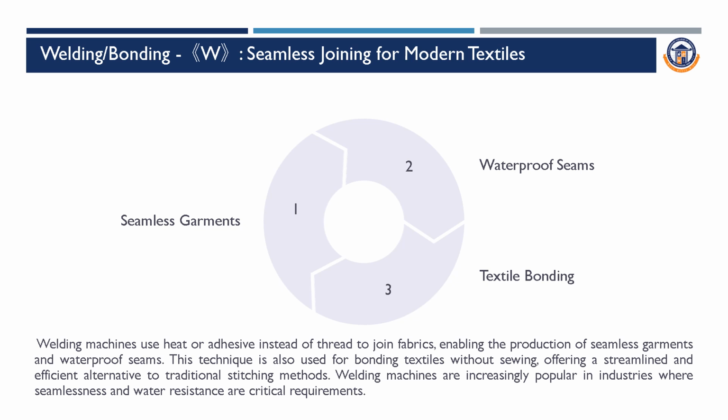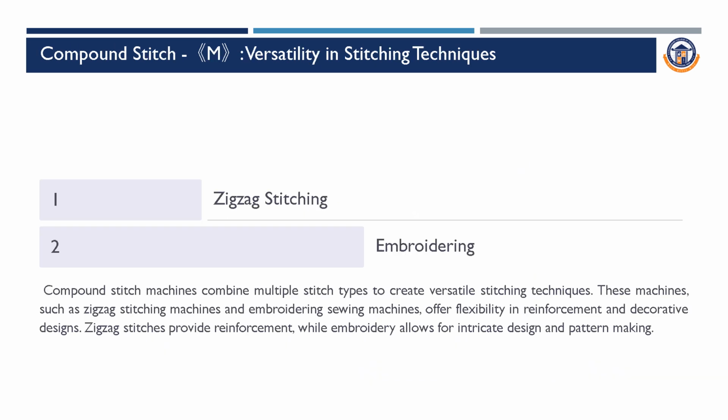Welding machines use heat or adhesive instead of thread to join the fabric, enabling the production of seamless garments and waterproof seams. This particular kind of welding and bonding technique can be utilized. This technique is also used for bonding textiles without sewing, offering a streamlined and efficient alternative to traditional stitching methods. Welding machines are increasingly popular in industries where seamless and water-resistant properties are crucial requirements.